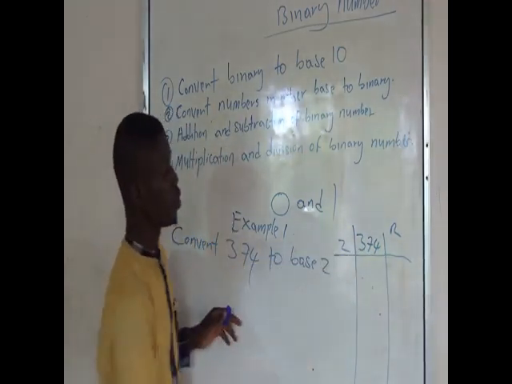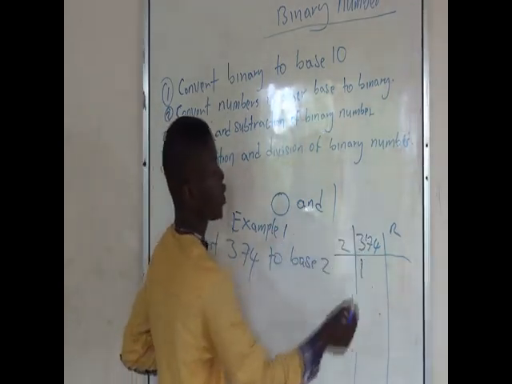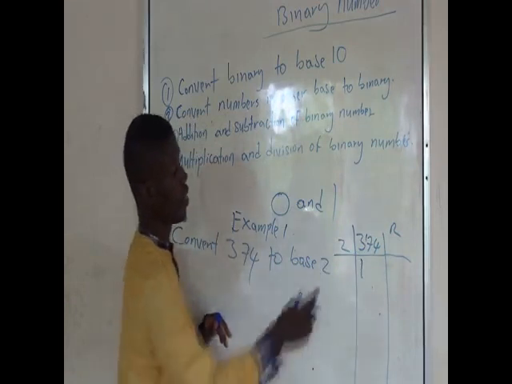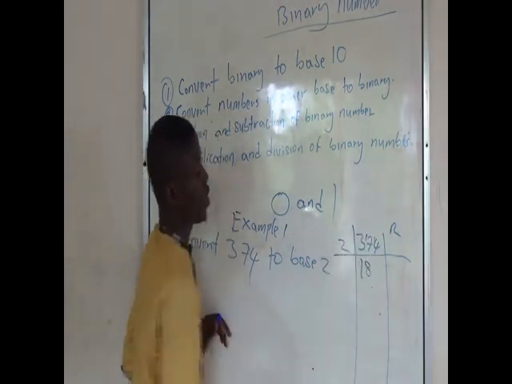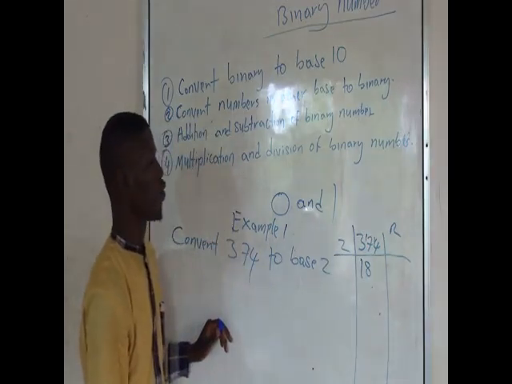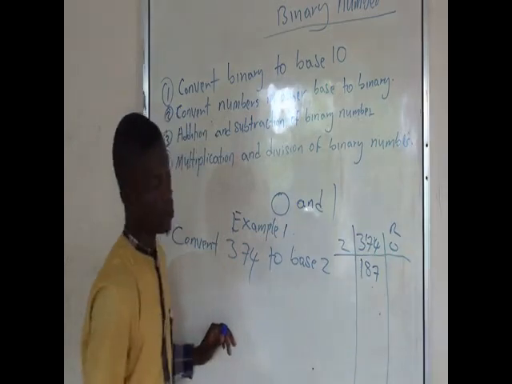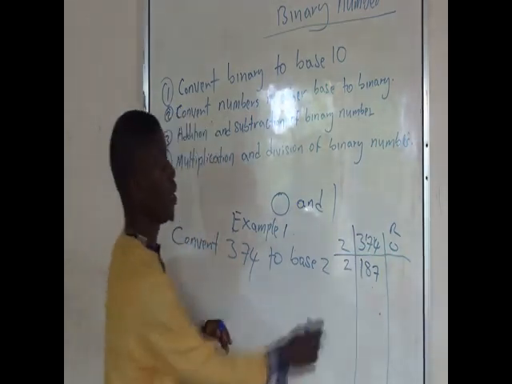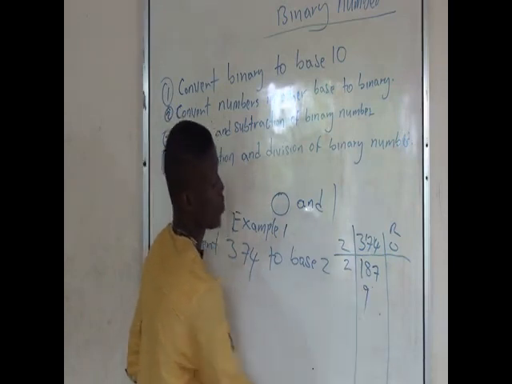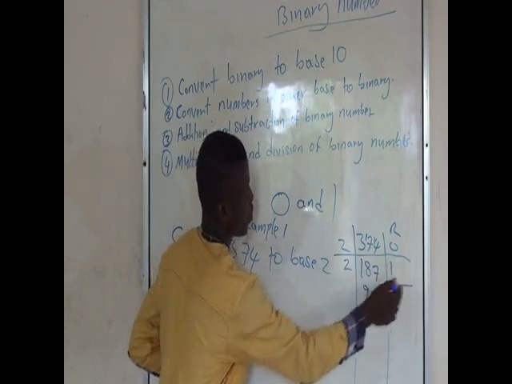37 divided by 2 will give us 18, remainder 1. We'll put that 1 here, bring down the 4 to turn it to 14. 14 divided by 2 gives you 7, remainder 0. Put the 0 here. Then we divide again by 2. 18 divided by 2 will give me 9. 7 divided by 2 gives me 3, remainder 1.